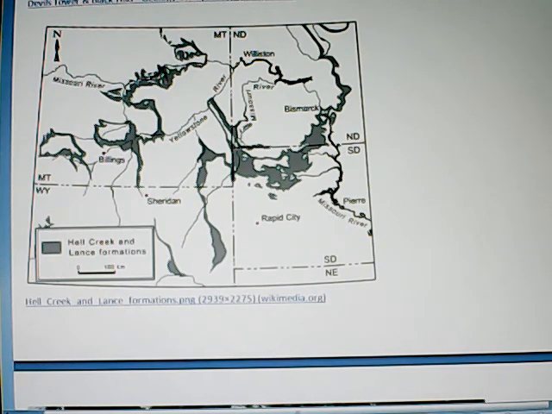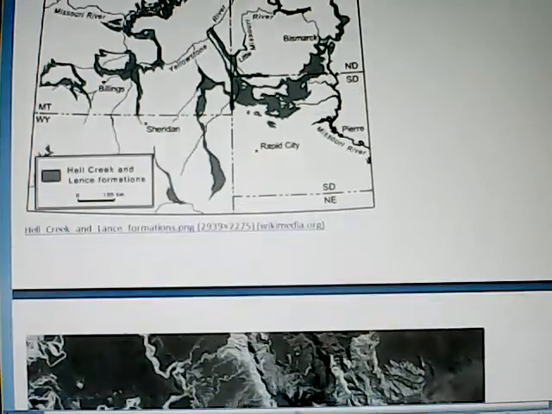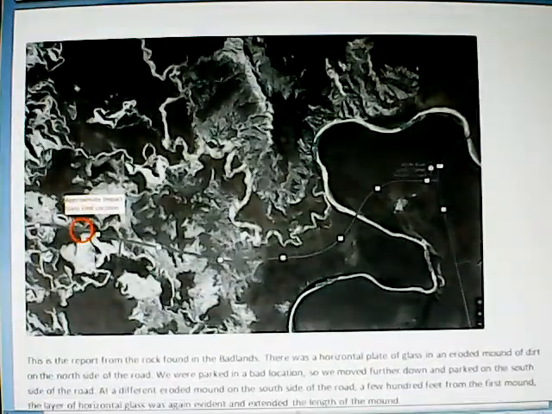Here's the Hell Creek and Lance Formation showing the erosion in areas where they found a lot of fossils. And this is the location where we found what I believe is meteor impact glass, about a mile west of the White River Visitor Center along Route 2.